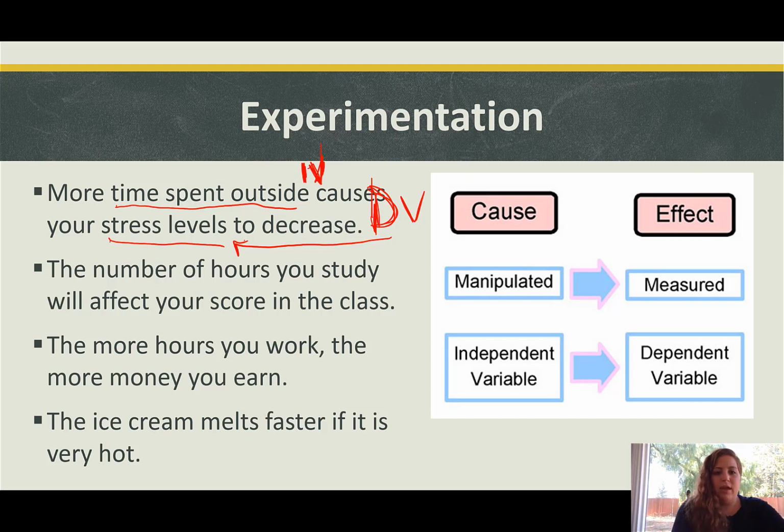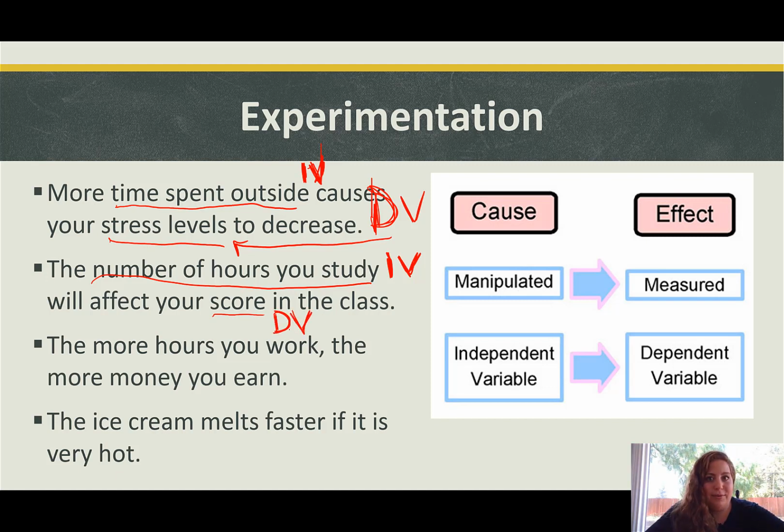Now the second one, the number of hours you study will affect your score in the class. So in this one, what am I changing? What do I have control over that I am going to manipulate? Am I going to manipulate the hours I study in a class, or am I going to manipulate my score? Can you go into my grade book and change your grades? No. So the number of hours you study, that's going to be your IV. And your score in the class, what depends on how much you study, is the DV.